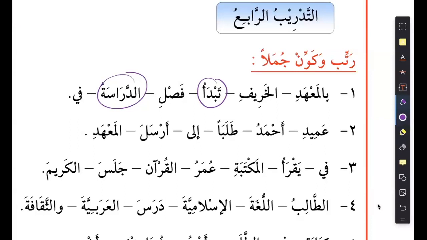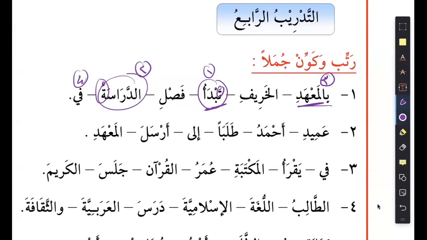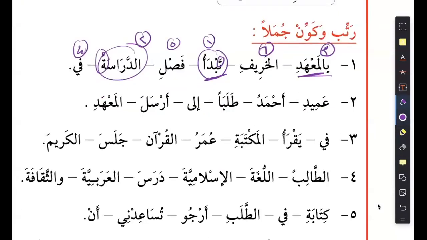Ad-dirasa, because it has a dhamma. So now it's saying tabda'u dirasatu. So the studies begin. Tabda'u dirasatu bil mahadi, in the institute. Then you can say fi fasli al-kharif. Okay, so the study begins in the institution in the fall season. Makes sense? I'll just do one more.